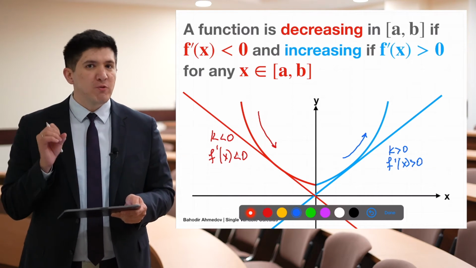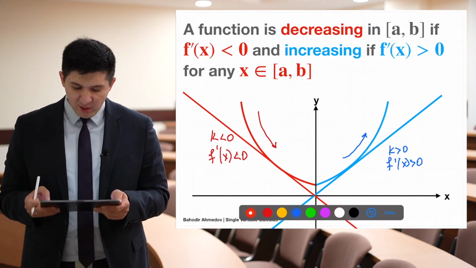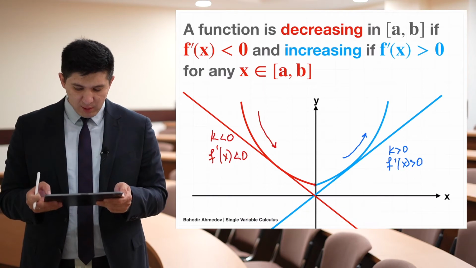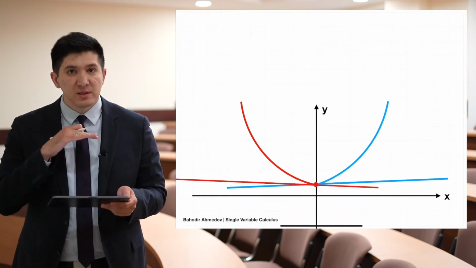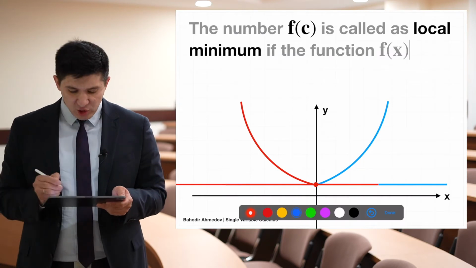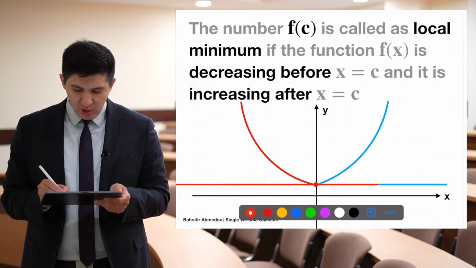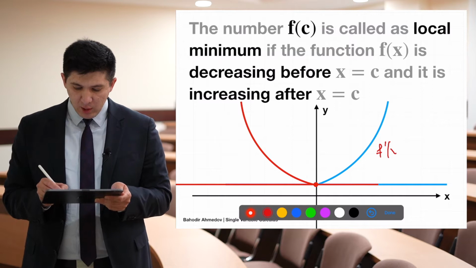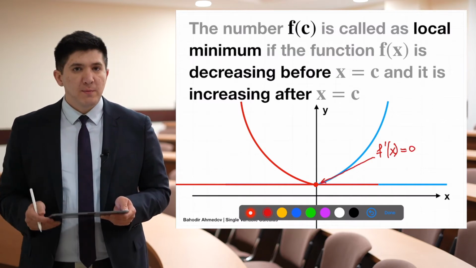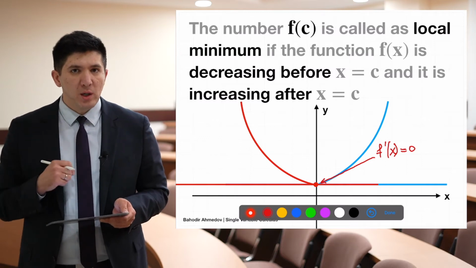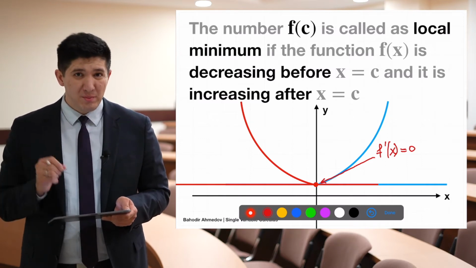So our purpose for this lecture is to identify this point, in particular this red point, where the tangent line is going to have zero slope. So essentially, the derivative of the function is going to be equal to zero at this point. Okay, so we call this point in particular the local minimum point.